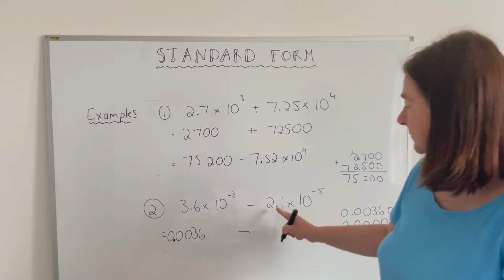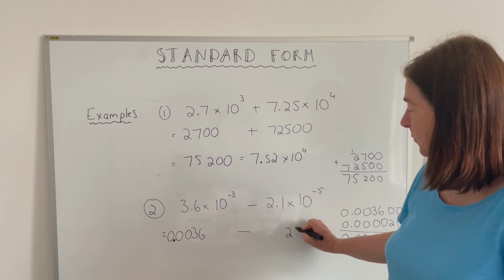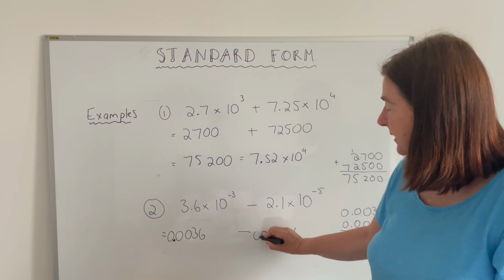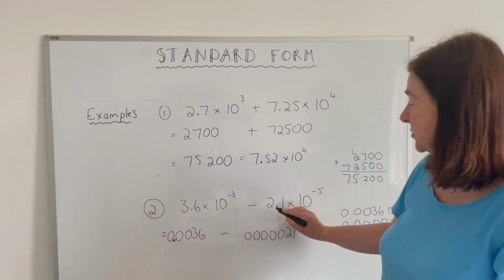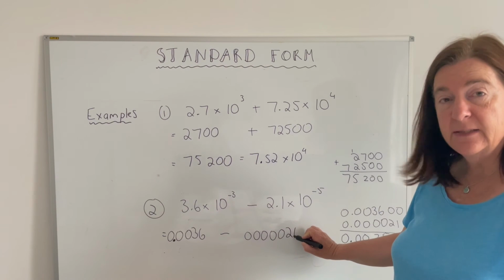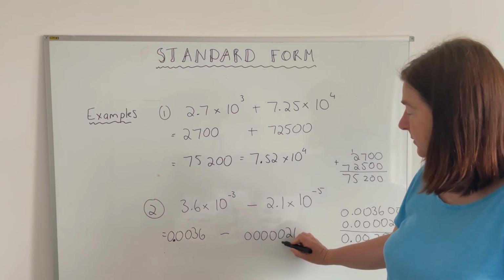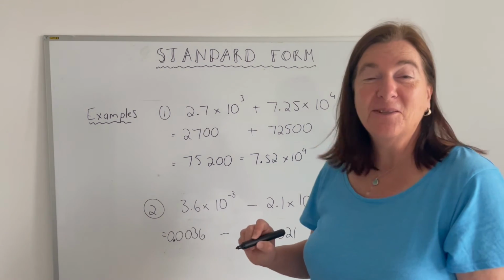Subtract 2.1 times 10 to the -5. Okay, so it's going to become smaller. So how much smaller, I'm not sure, so I'm going to put a few extra zeros. Let's see, so it's 2.1, so initially my decimal is there, we're going to move it 5 places. 1, 2, 3, 4, 5. Guessing well today, aren't I?